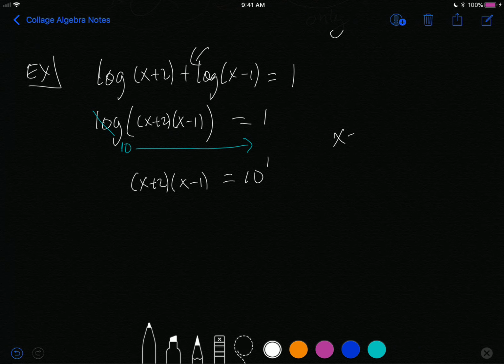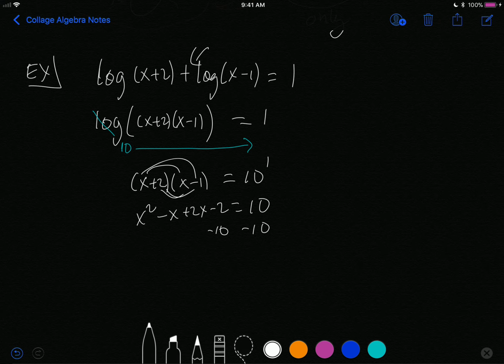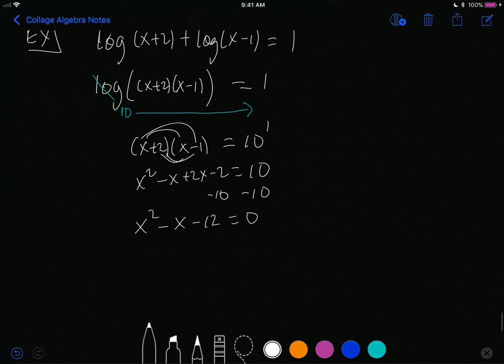Again, you cannot say x plus 2 equals 10. That's just wrong. You have to set it equal to 0 if you want to use the zero product property. So I FOIL: x squared minus x plus 2x minus 2 equals 10. Subtract the 10 to get it equal to 0. I get x squared plus x minus 12 is equal to 0.